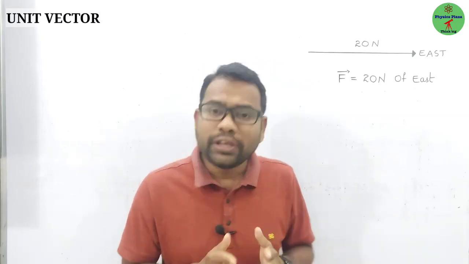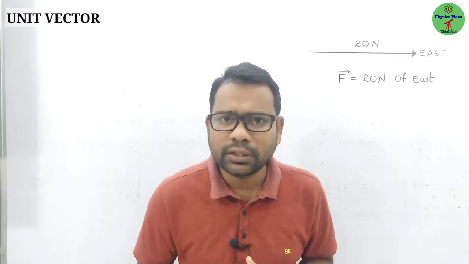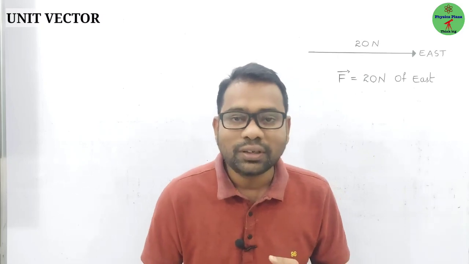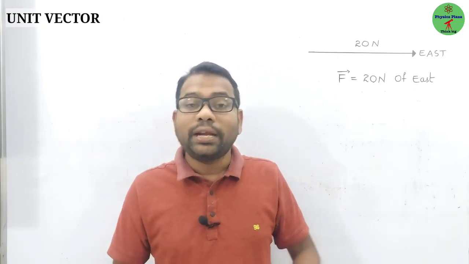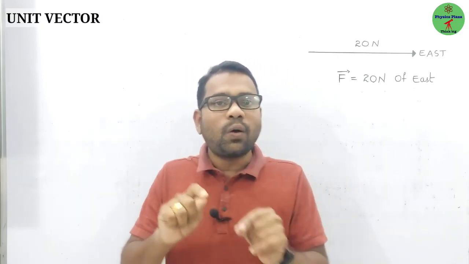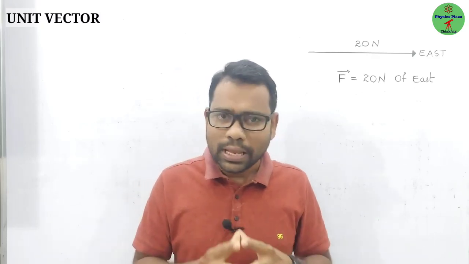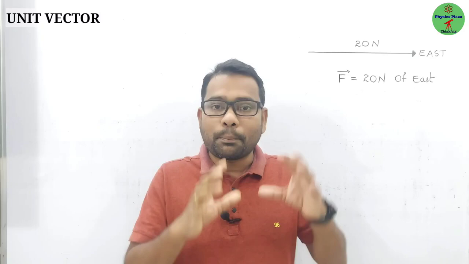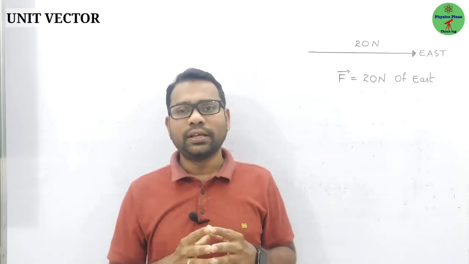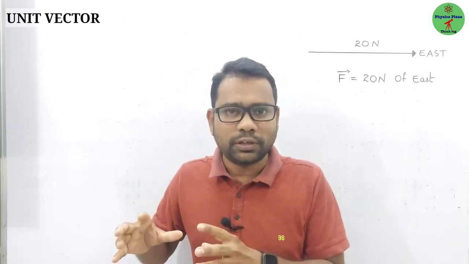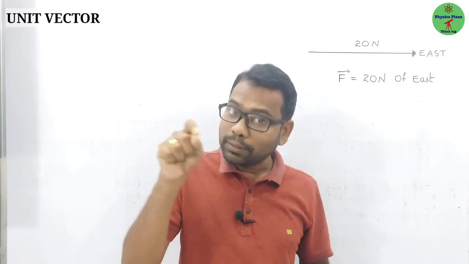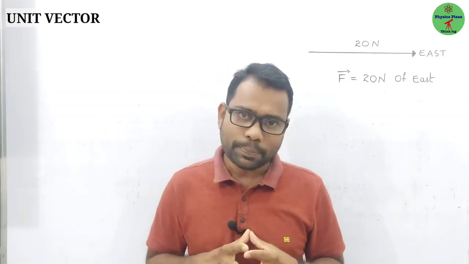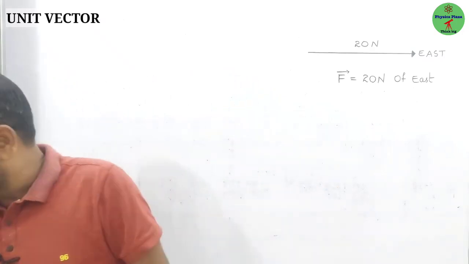We know that a vector must have 3 properties. One, a vector should have a magnitude. Two, it should have a direction. And it also should obey the law of vector addition. So in that, we are talking about magnitude, which is very important throughout our discussion. If the magnitude of any vector is 1, then such a vector is called a unit vector.